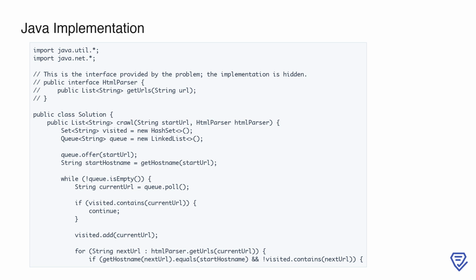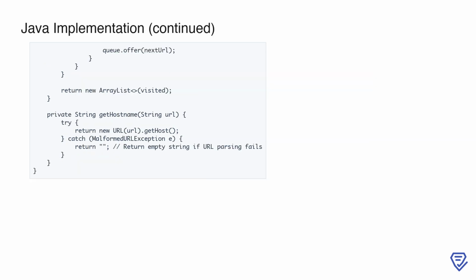For each of these linked URLs, we check if its hostname matches the original domain and if it hasn't been visited yet. If both conditions are met, that the URL belongs to the same domain and hasn't been visited, we add it to the queue for further processing. This ensures our crawler remains focused on the same domain and avoids unnecessary reprocessing of URLs. Once all URLs in the queue have been processed, we convert the visited set into a list and return it as the result, which contains all unique URLs within the same domain.